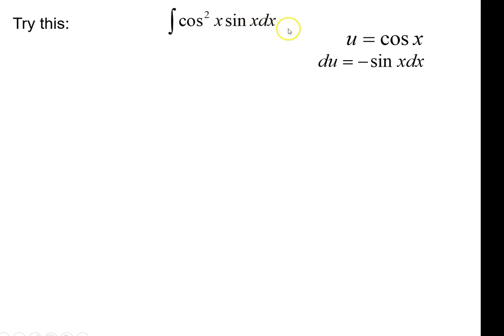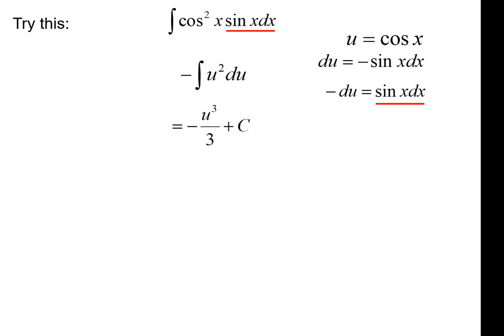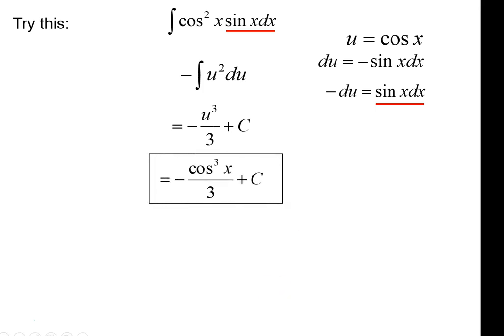So I need to solve for sine x dx, which means this negative has to go in the front. So sine x dx is going to get replaced with negative du. Cosine x got replaced with u. So we have u squared times negative du, and because the negative is like a -1 constant multiple, we can put it in the front. So we have negative u cubed over 3, which gets replaced with negative cosine cubed x over 3 plus c.